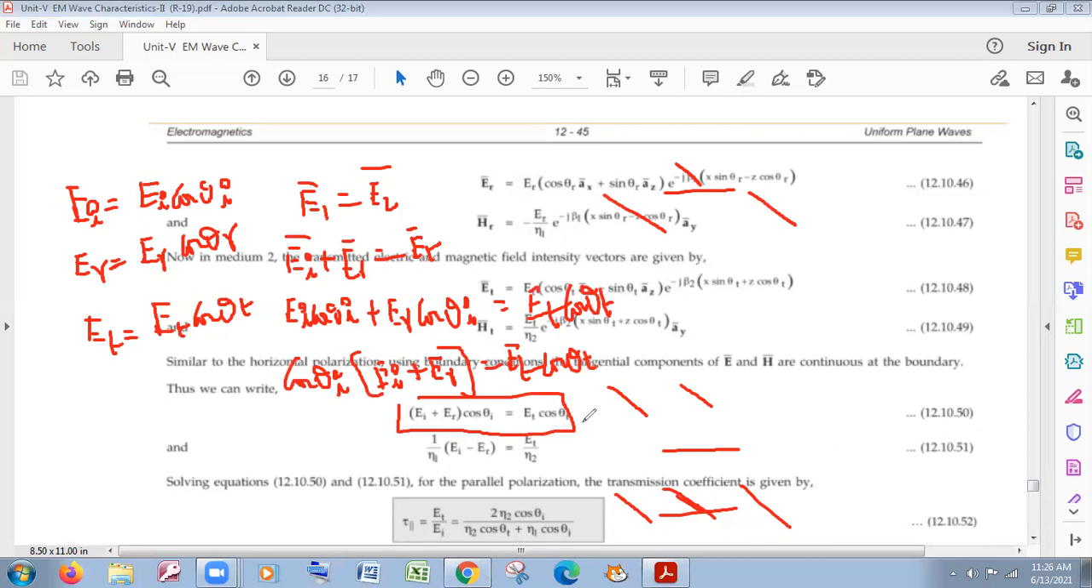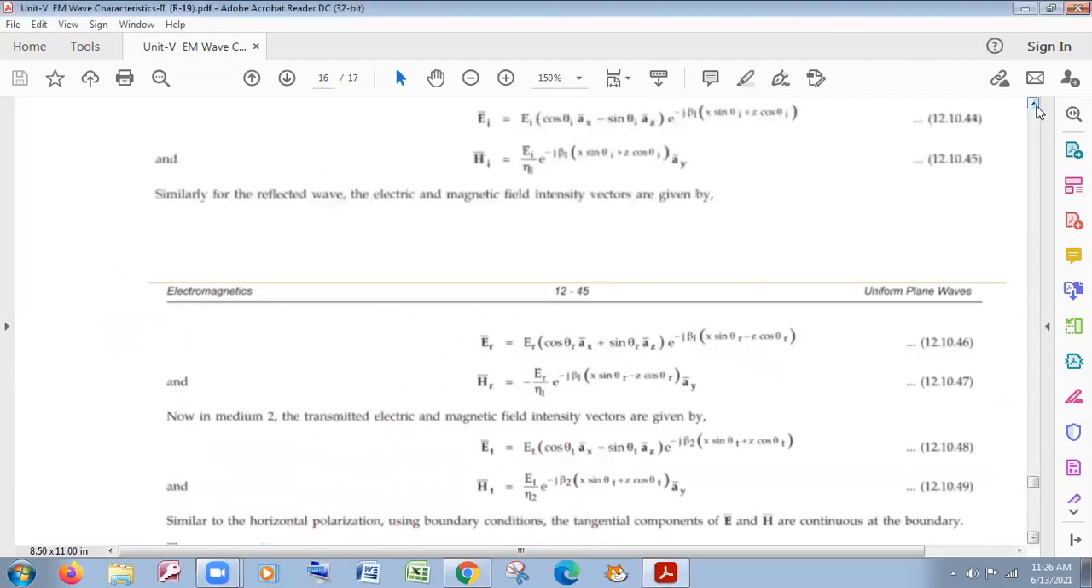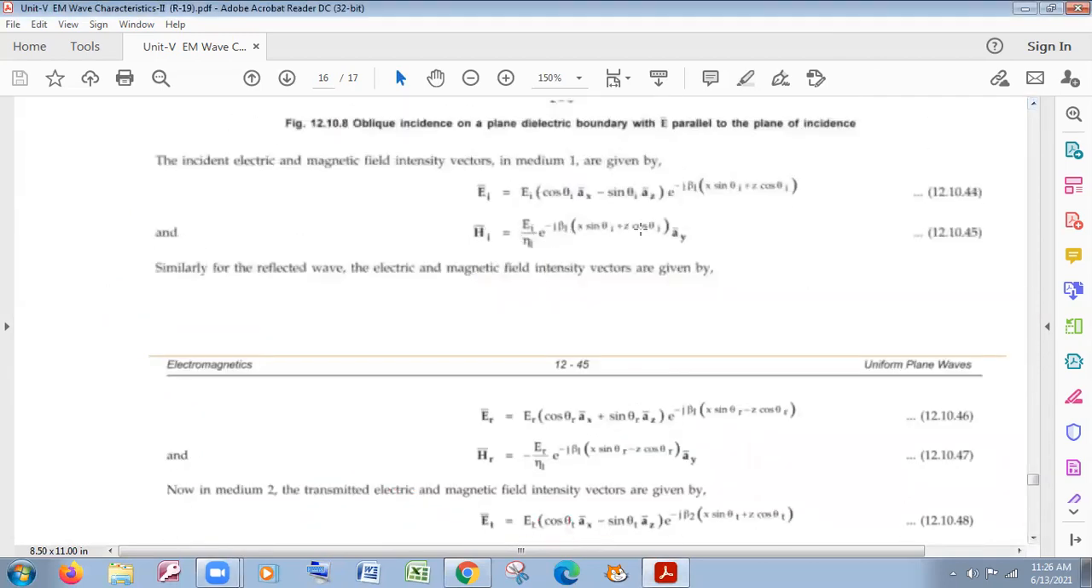When we take the comparison of ER, EI and ET, and HI, HR and HT, what is the HI here? See, the HI is equal to, take Z is equal to 0. Z is equal to 0. We are eliminating this component, E1 bar by eta 1, e power minus j beta 1 x sine theta I. In this also, e power minus j beta 1 x sine theta I is an exponential common term. HI bar is equal to EI by eta 1.